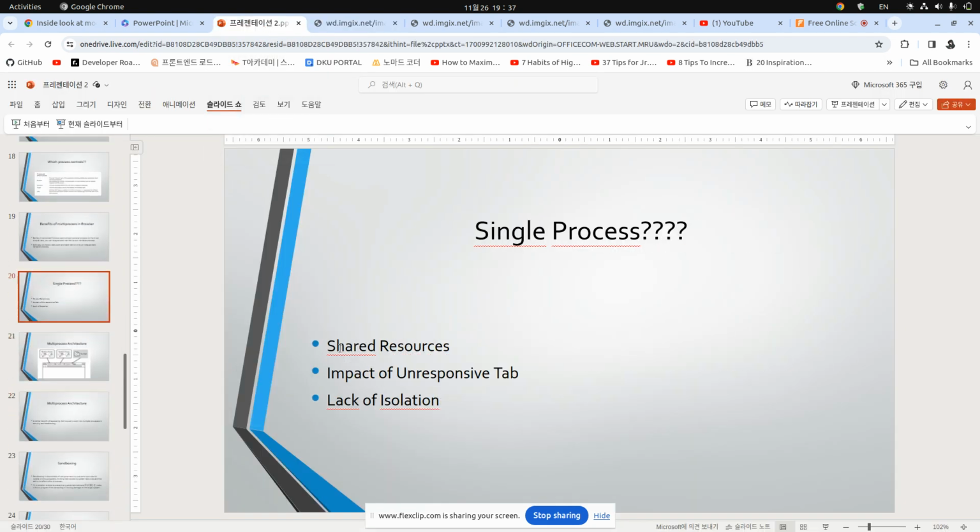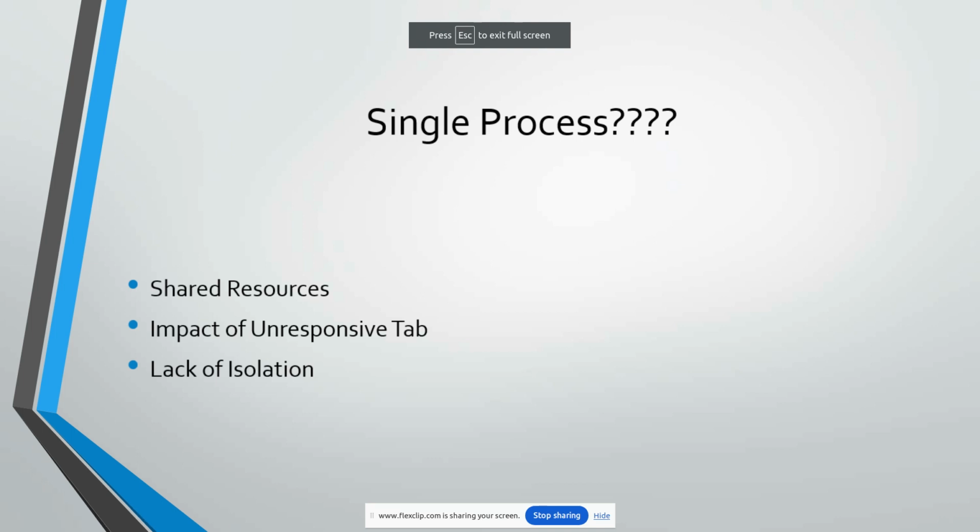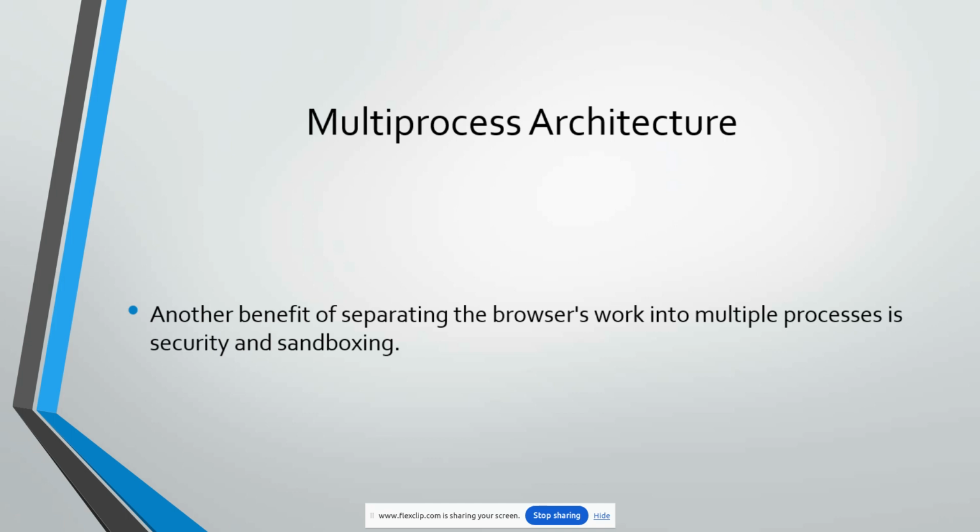If it is a single process, there are shared resources, unresponsive tabs, and a lack of isolation. A lack of isolation could mean there's a kind of security issue. So the other benefit is security and sandboxing.